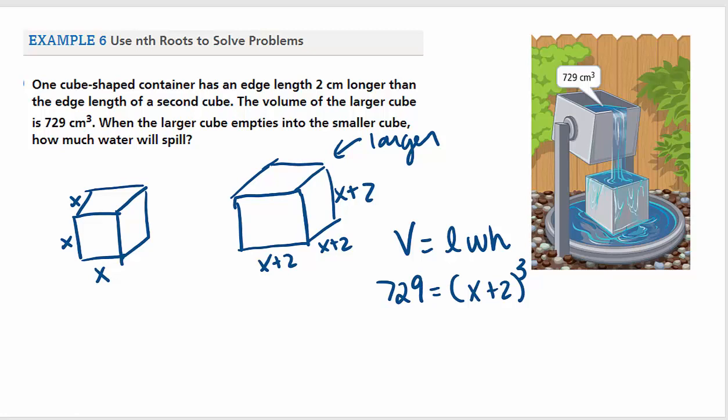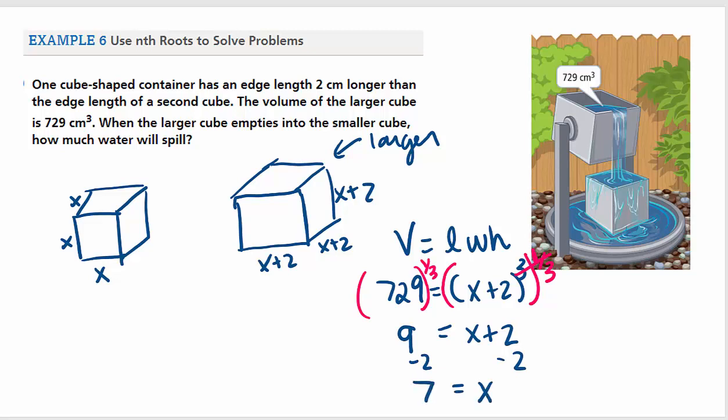So let's solve for x. In order to get rid of this cube, we raise both sides to the 1/3 exponent. We'll cancel on the left-hand side using that power to a power property. So we're left with x plus 2. When we use our rational exponent rule on the right-hand side, we end up getting 9. And then to get x by itself, we will subtract 2 from each side. So x is equal to 7.